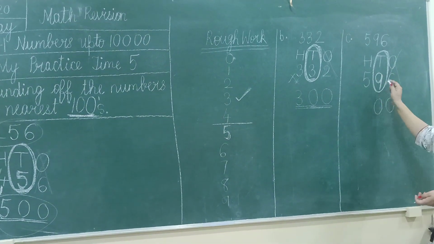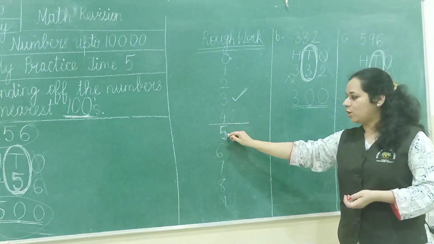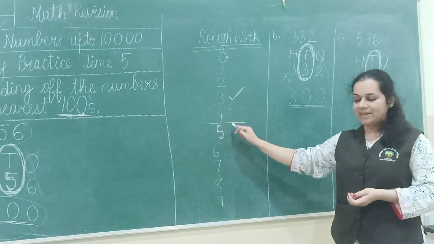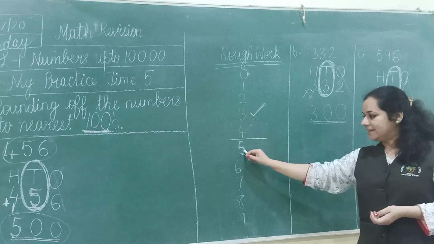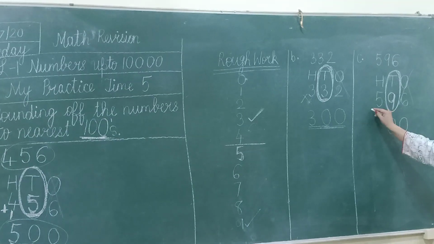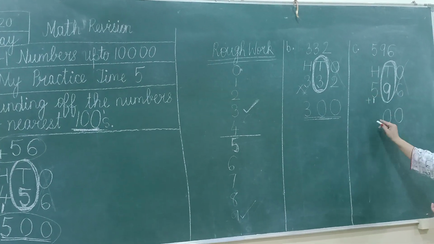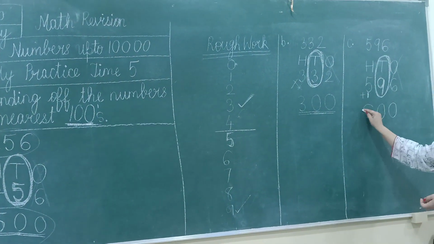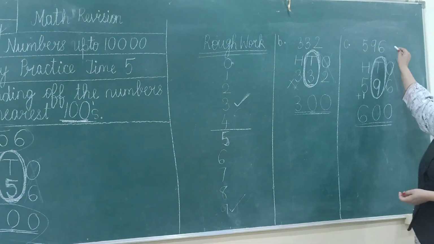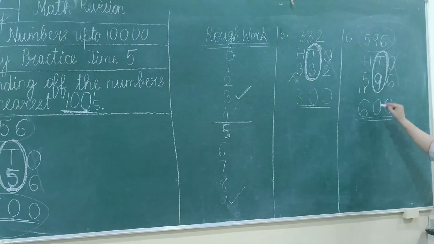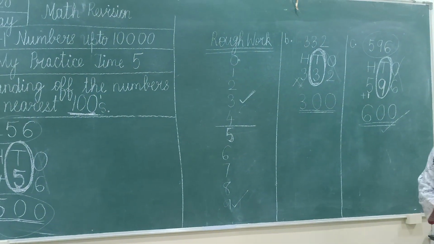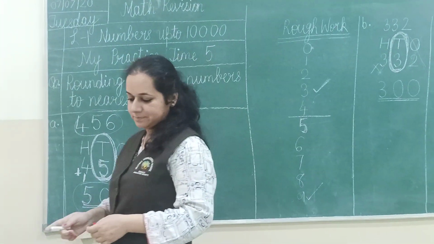Now number 9. Is it smaller than 5 or bigger than 5? It is bigger than 5. So what will we do? We will add one number here. So this number becomes 600. Rounding the number 596 to the nearest 100 is 600. Now we move on to another example.